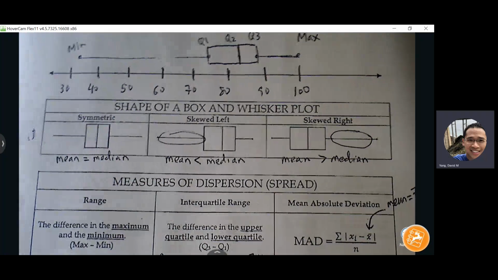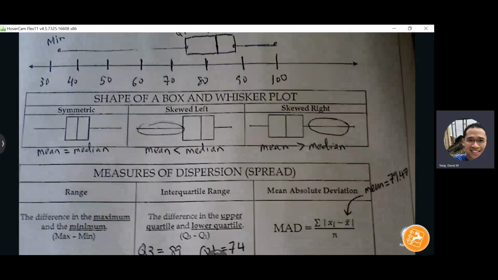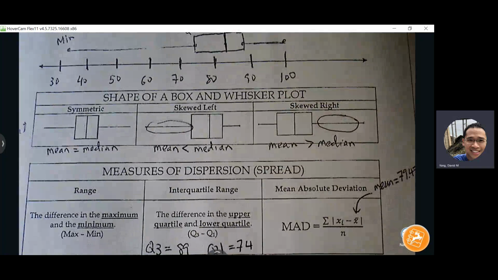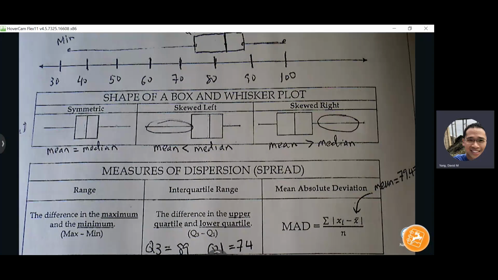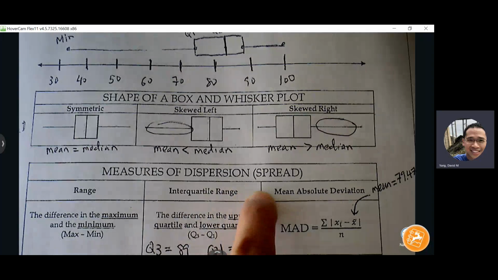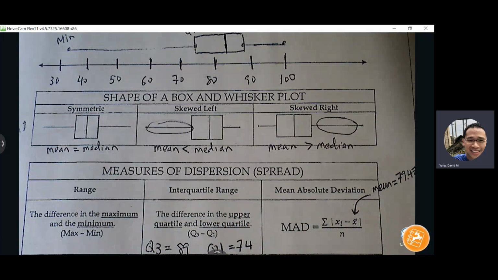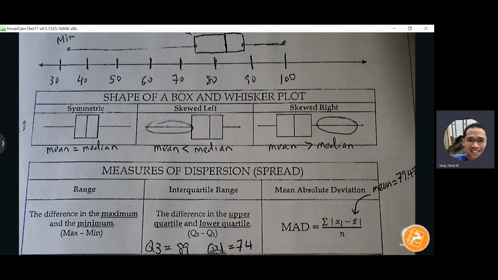Okay, next up, we have measures of dispersion. So we talked about measures of center, right, which is, what is the average? There's different ways to represent the middle. Measures of dispersion doesn't really tell you how good the grades are. It just tells you how far apart the grades are, or how far apart the numbers are. Are the numbers really clumped together, or are they really spread out?